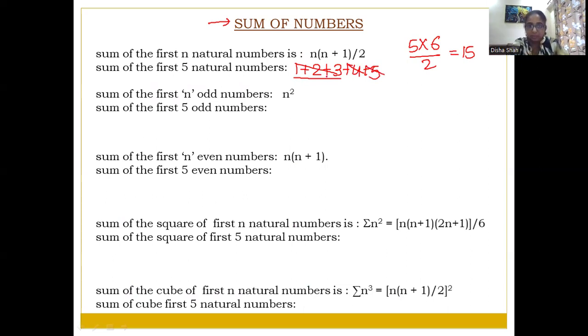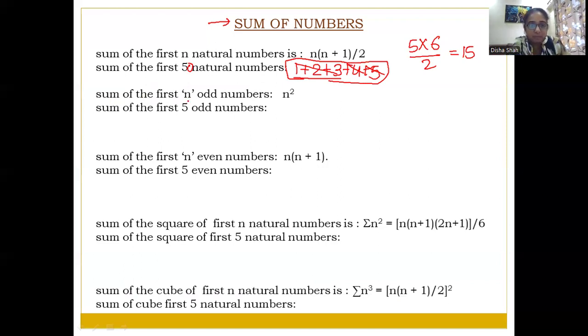आप सोचोगे इससे तो अच्छा हम यही कर दे. Why to use the formula? Now this is a very small number, right? 1 to 5. तो आप आराम से ऐड करोगे तो ठीक है. But if they ask you find the sum of the first 50 natural numbers, तो थोड़ी ना ऐड करते बैठेंगे. So in that case we need the formula.